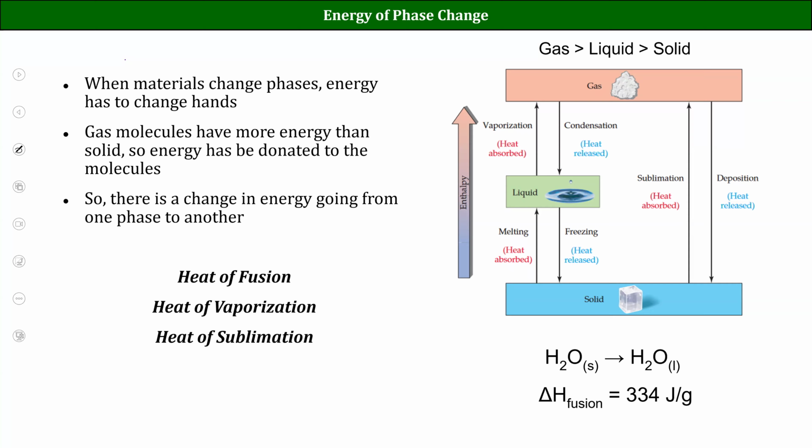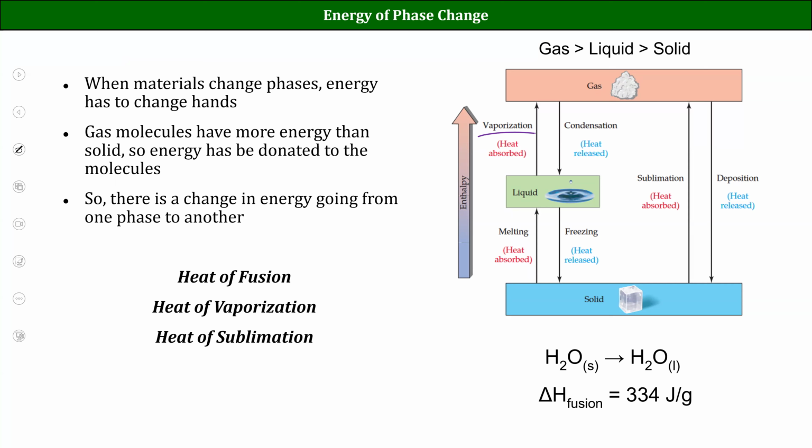When something goes from a liquid to a gas, we can call that evaporation. We can call it vaporization. We can call it boiling. All mean the same thing. Boiling is the phase change that happens when a liquid goes to a gas. The most common scientific term for it is vaporization. Means the same thing though.